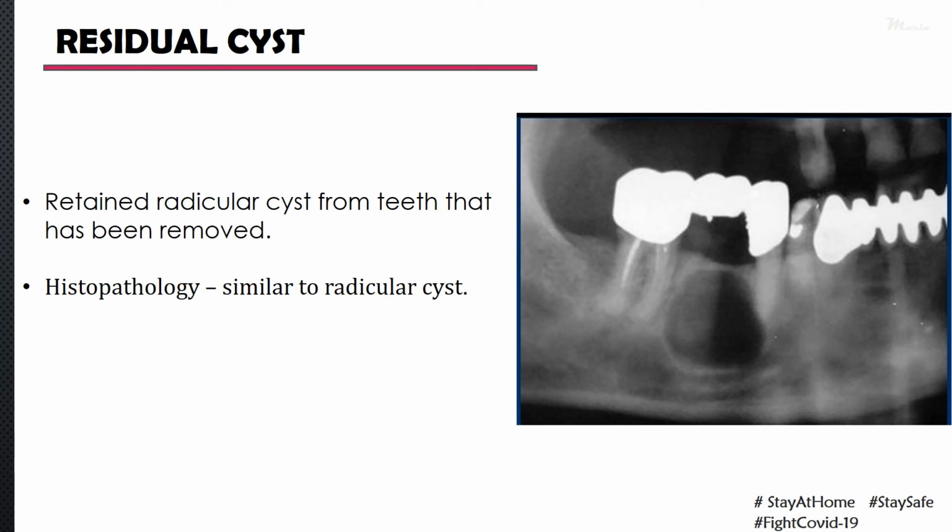The radiograph here shows a classical example of a residual cyst. Here you can see a large unilocular radiolucency in between the canine and the molar. So, this would have been a radicular cyst in relation to a premolar. The premolar would have been painful and the patient would have reported for treatment of the same. However, the treatment would have only included extraction, leaving the cystic lesion behind.